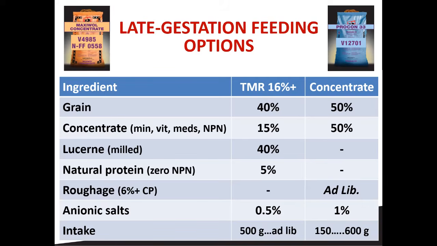The other option would be feeding a concentrate or a lick. So a lick usually consists of 50% grain, your energy component, and then a 50% concentrate, supplying the quality protein and the micronutrients. And then with ad libitum roughage, unrestricted roughage intake. So either you supply this lick on felt, or you supply it in a camp with an additional roughage bale on the side. You can also include your anionic salts there.